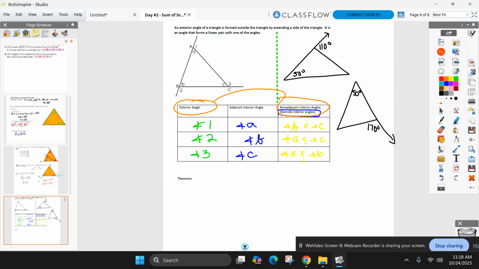Can you say that again? Oh, okay. Like, the exterior of 170 minus the interior of 50 equals the other interior. Then how do you know this one wouldn't be...? Oh, I see. Same thing here. You mean how you know? Because the exterior of 110, that's the adjacent, minus the 50 we were given equals the other interior.